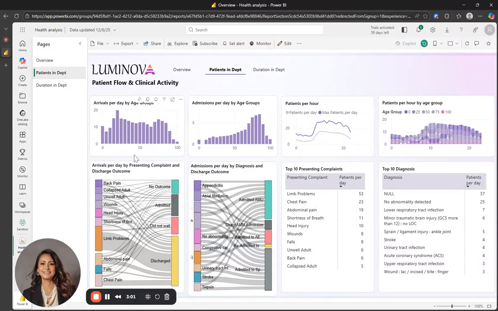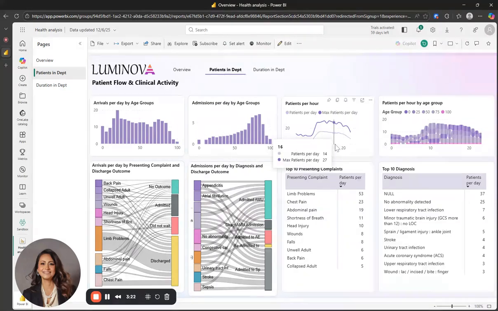At the top, we begin with arrivals per day and admissions per day, both segmented by age group. These visuals help identify which age cohorts are driving daily activity and where admission pressures are more pronounced.